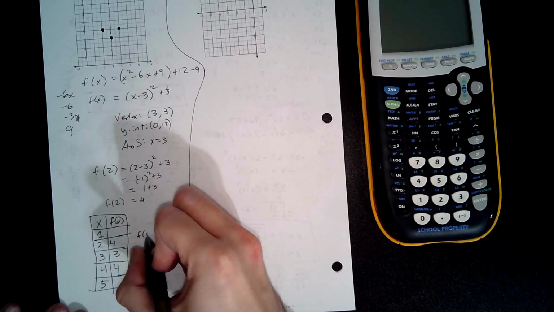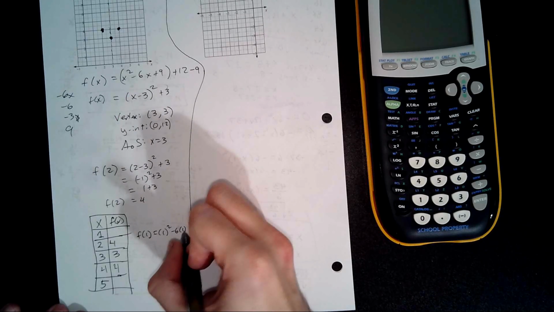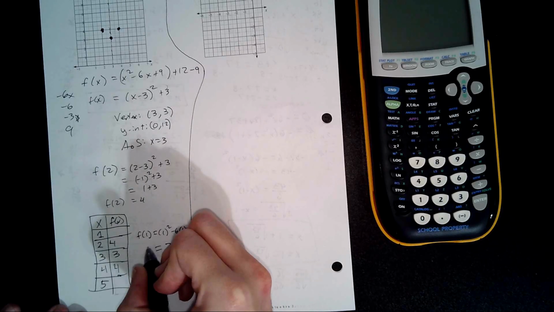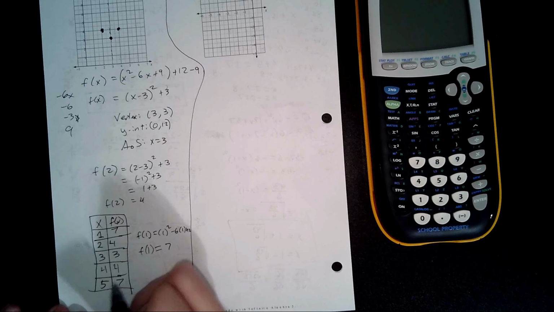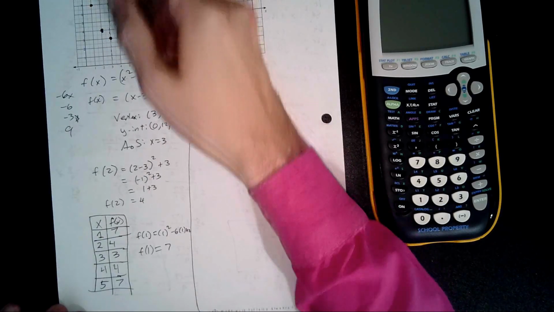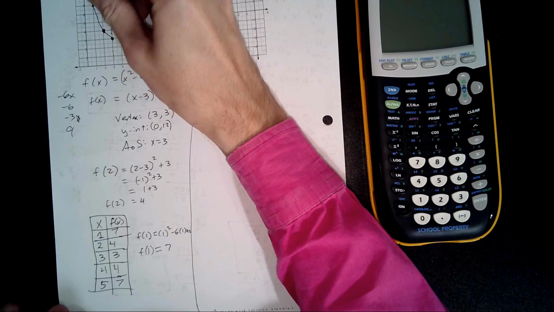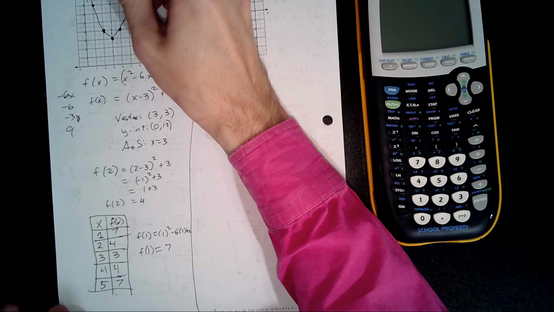So f of 1, that's going to be 1 squared minus 6 times 1 plus 12. And if you're too lazy to do it, always do it on your calculator. But 1 minus 6 is negative 5, and add 12 and you get 7. And you get a 7 here, and if you got a 7 there, you get a 7 here. So you get a 1 comma 7 and a 5 comma 7. And now my graph is nice and neat. And there are no x-intercepts because the graph goes up.